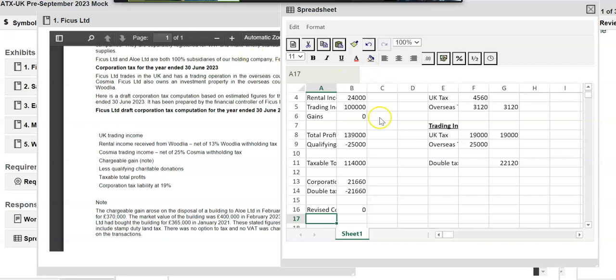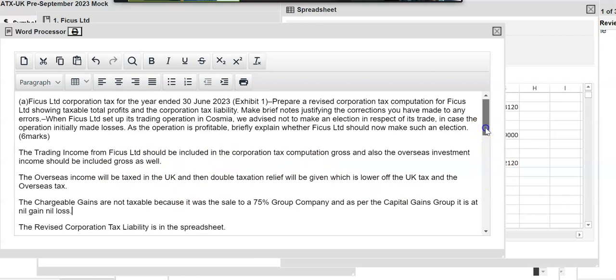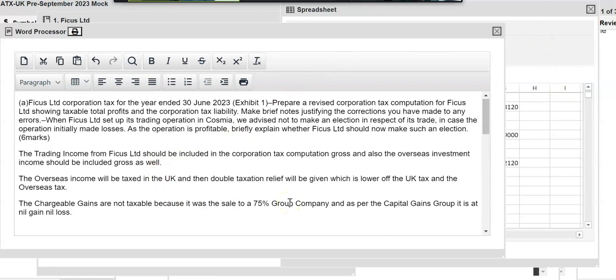Alright. So this is part A. We are done explaining this, but the only thing left is the permanent establishment part. So it was asking us to make an election for permanent establishment. So do we have to make an election for permanent establishment exemption? No, because the trading profits of Fiscus in the country of Cosmia are exempt in the UK. So we are technically not paying any taxes, right? So we have to write something about permanent establishment. So what will we be writing?